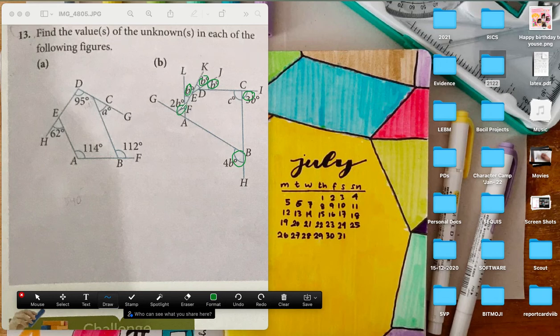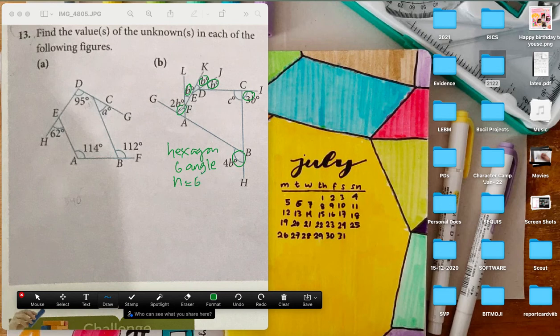So let me check. 1, 2, 3, 4, 5, 6. Yep, 6, and then 1 interior, 2, 3, right, 4, 5, 6. Oh yeah, this is a hexagon. So then it has 6 angles, interior, exterior each, and then 6 sides as well. So n equals to 6.